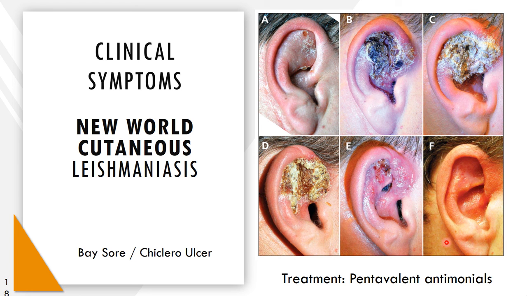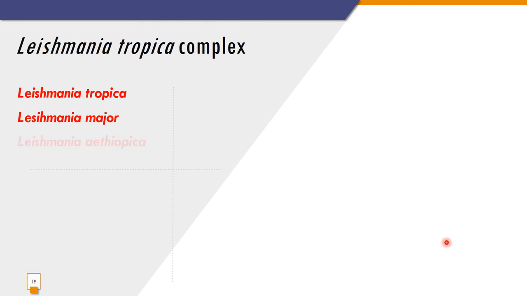So the treatment is pentavalent antimonials such as sodium stibogluconate, which are considered the drug of choice for treating infection related to the species comprising the Leishmania mexicana complex. For the fourth group, we have the Leishmania tropica complex.